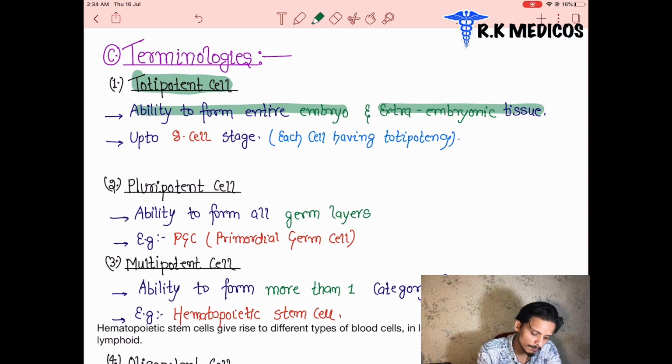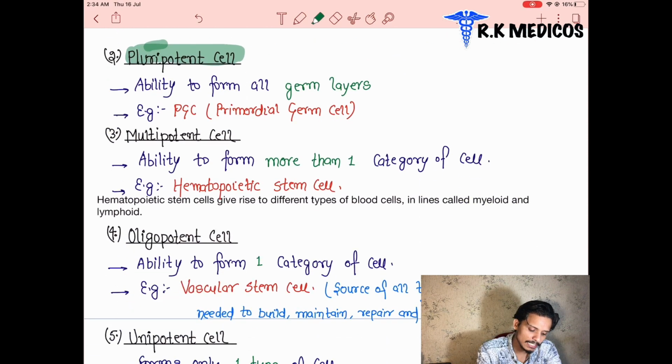Next, they are called pluripotent cells. They have the ability to form all the germinal layers. The pluripotent cells form all the germ layers. And what cell is it? Primordial germ cells, already discussed above.